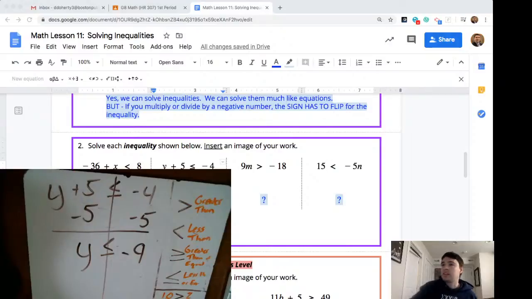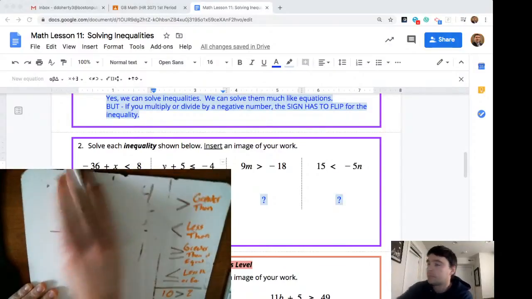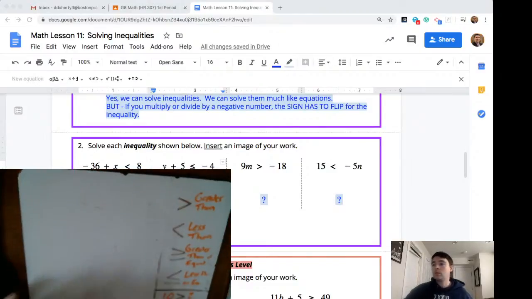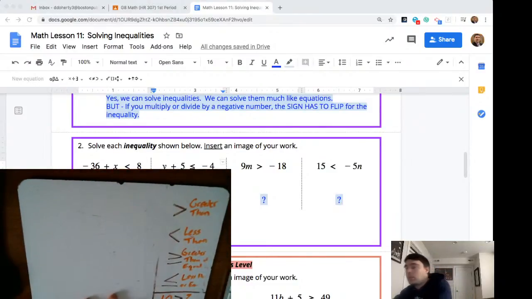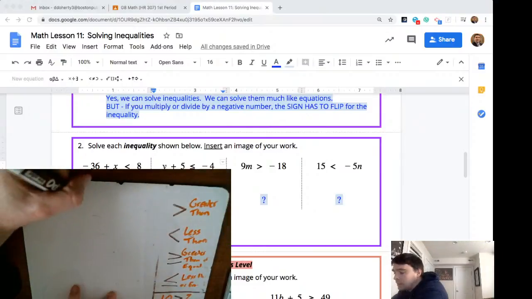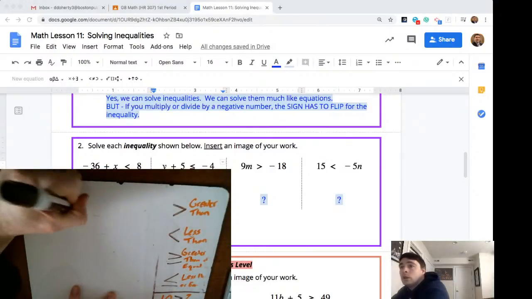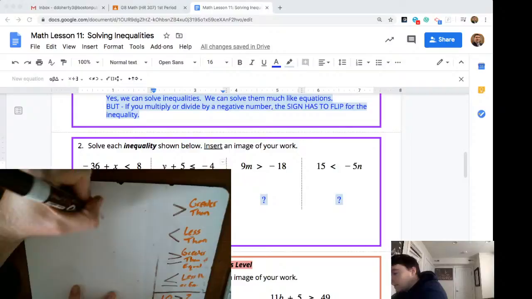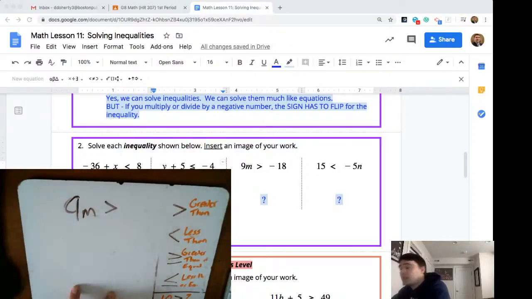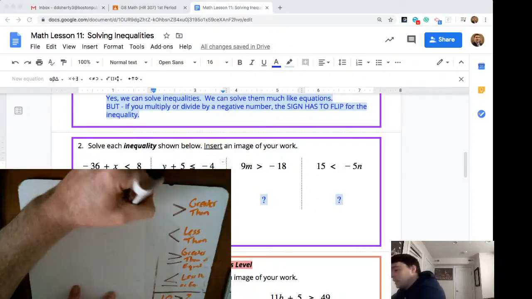the next one says 9m is greater than negative 18. And hopefully if you're at home following with us, you are writing these problems out, even pausing the video, trying to solve some of these on your own, if you're joining us afterwards. So it says 9m needs to be greater than negative 18.